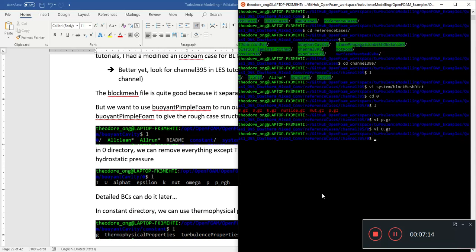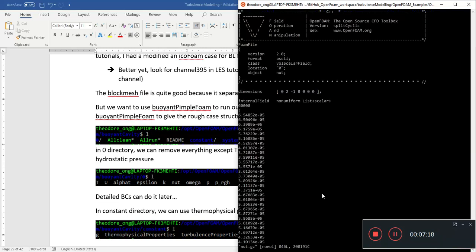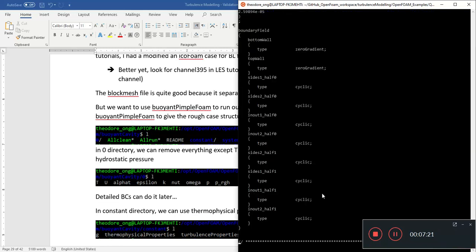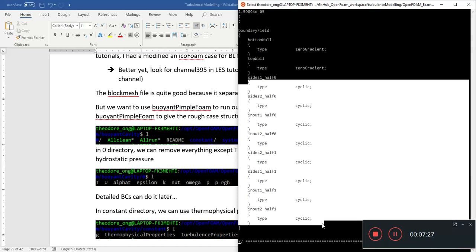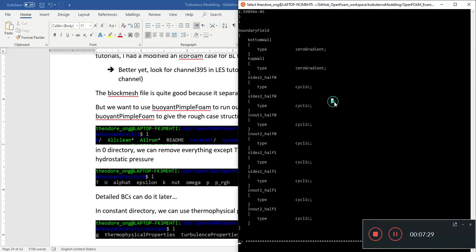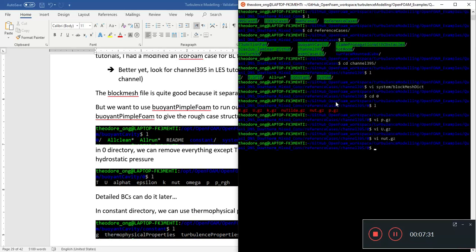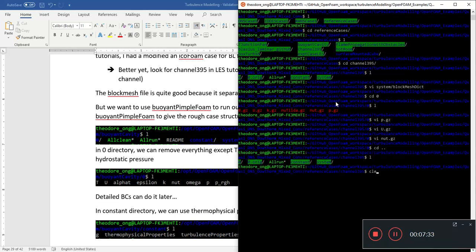Okay, but before that, I'll just take you through the nuT, which is turbulence viscosity. Again, all of these are very similar, zero gradient and cyclic for all the periodic patches. For the walls, it is zero gradient.